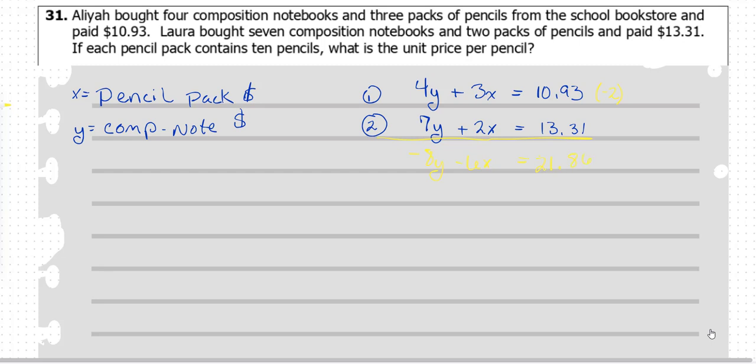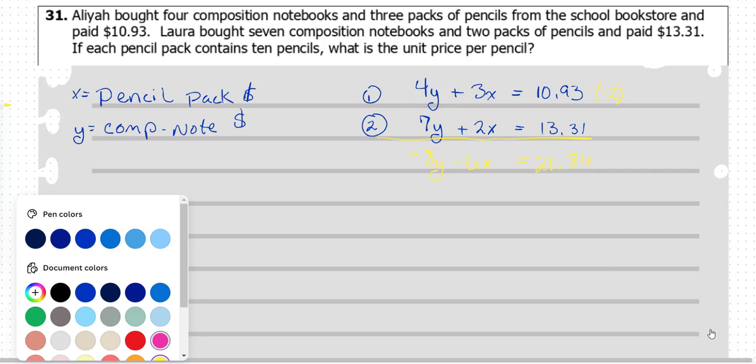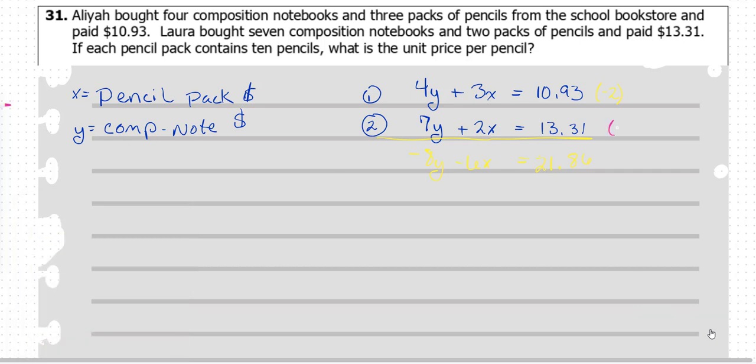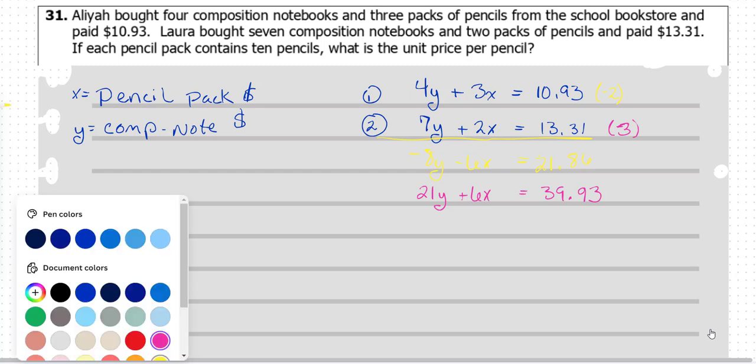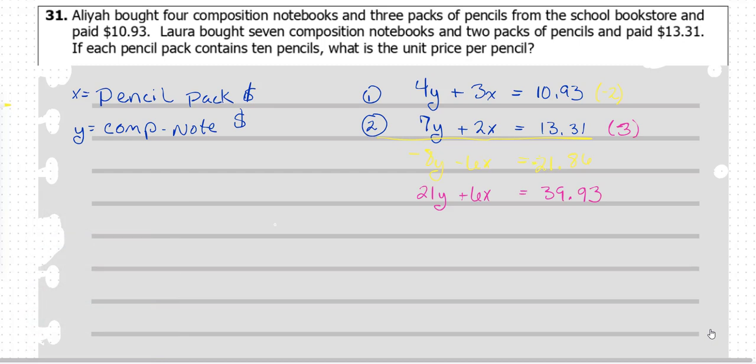So let's take the second one. And I'm going to multiply it by a positive 3. And so that gives me 21y plus 6x is equal to $39.93. Oh, that was a negative 21. I don't know if I put my sign there or not. All 3 of those numbers were negative.